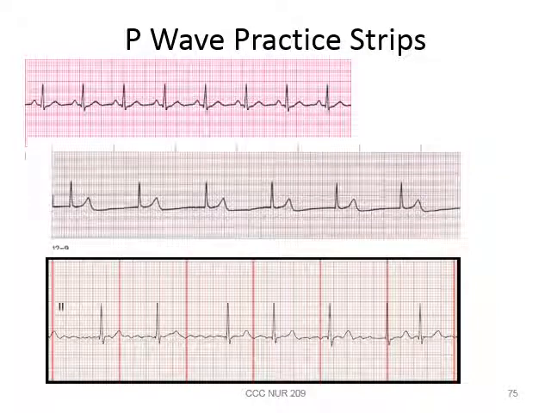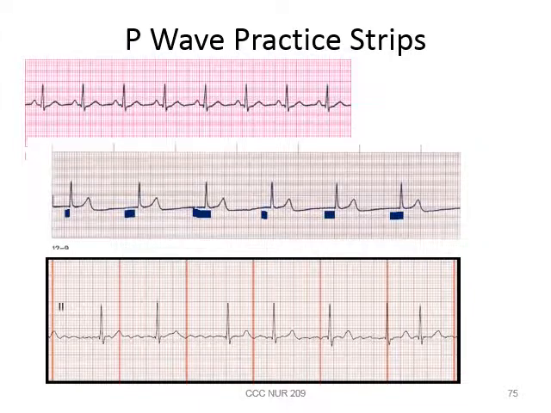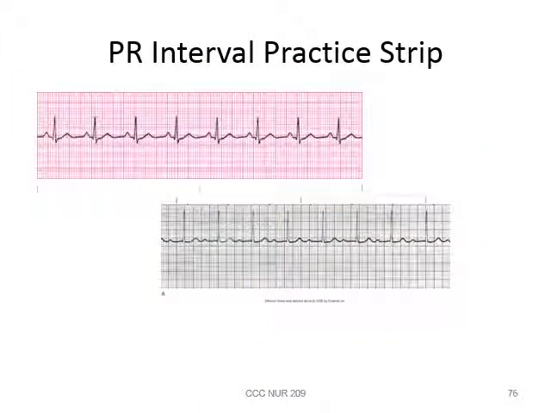Now, these are some practice strips. You can practice on these. Look at this one though. Do you see any P waves? I don't see any P waves. This is where it should be, but there are no P waves here. So this has an absence of P waves. So this is an abnormal rhythm strip. You would need to look at that and see what's going on. Why is it abnormal? Okay. So again, some practice strips.